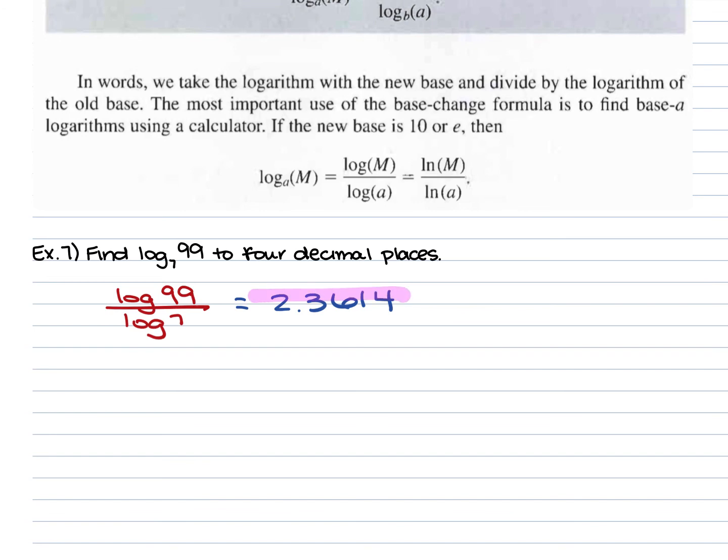2.3614. So with ones like these, you're doing the log of your big number, the one that looks like a regular number, divided by the log of the small subscript number, which is your base.